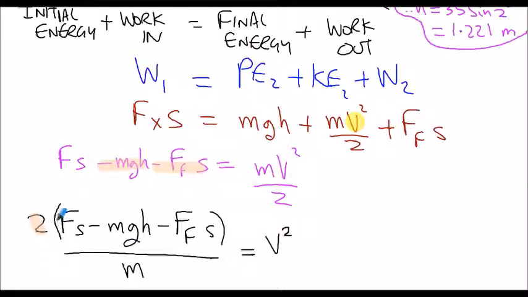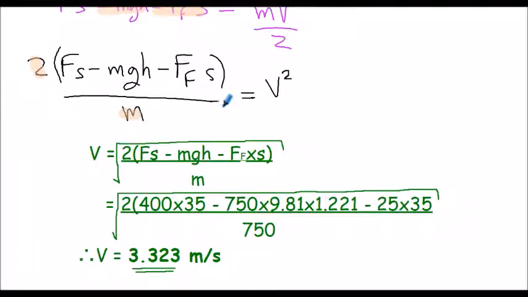Again, notice the brackets being used around the terms on the left-hand side because each of those terms is multiplied by 2, and I will divide throughout by m. So square rooting both sides, my final solution is v is equal to the square root of 2 multiplied by, in brackets, the Fs minus the mgh minus the friction force times s, all divided by m.